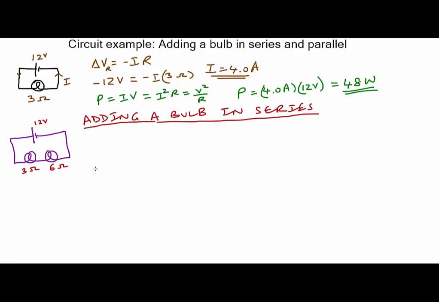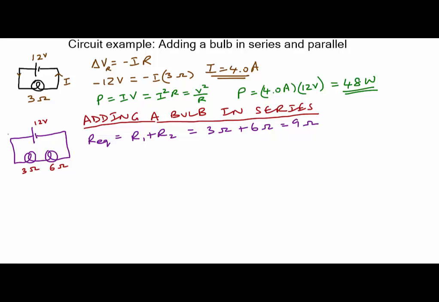We want to analyze this circuit, figure out its equivalent resistance, figure out the current through each bulb, figure out the potential difference across each bulb, and see what impact adding this 6-ohm bulb had to the life of the 3-ohm bulb. Okay, first step, we know R equivalent is easily determined when you have resistances in series. It's simply the sum of the resistances. So in this case, it's 3 ohms plus 6 ohms, which would be 9 ohms.